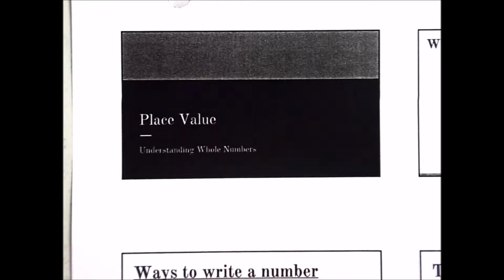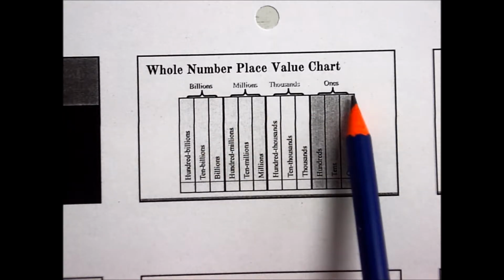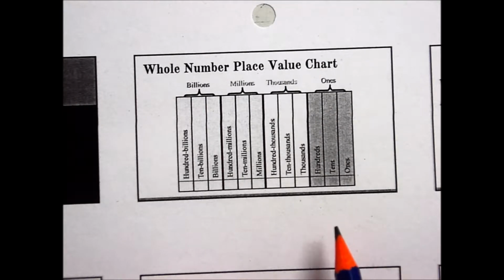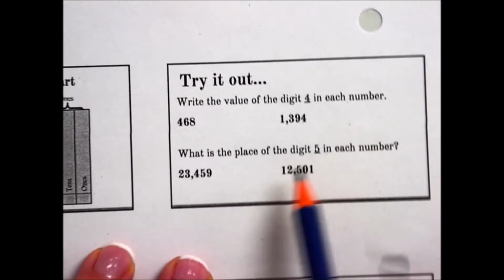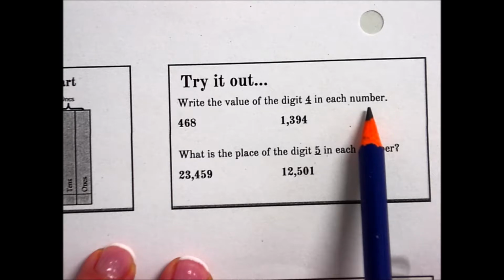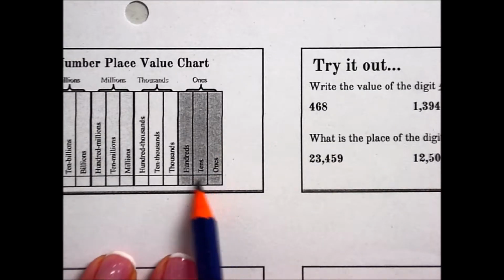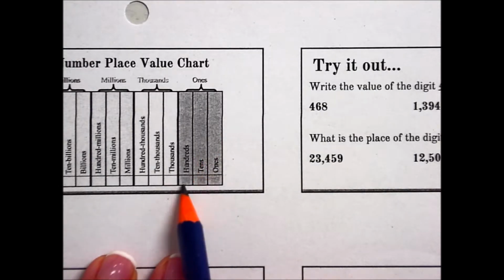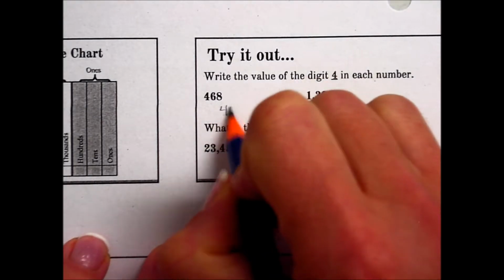Today's lesson is on place value, and for this lesson we will refer back to the whole number place value chart as we are looking at solving each problem. In our first problem, we need to write the value of the digit 4 in each number. So we notice the 4 is in the third slot here. 1, 2, 3. The 4 is in the hundreds place, so the value of the 4 is 400.